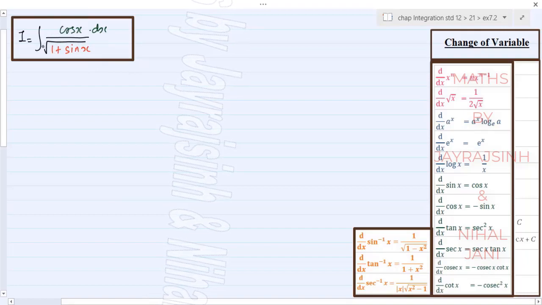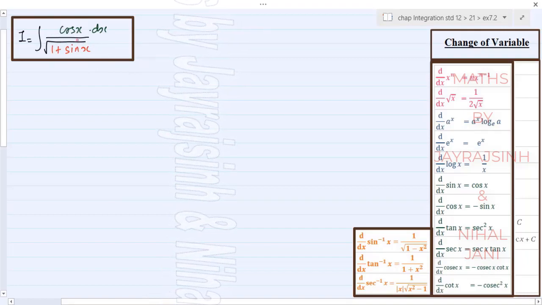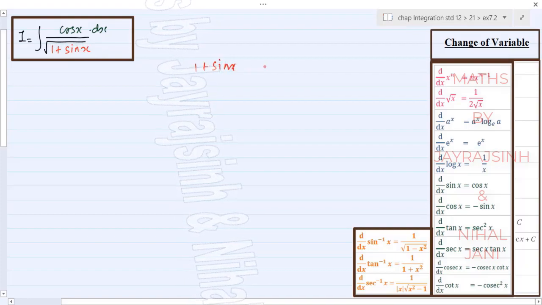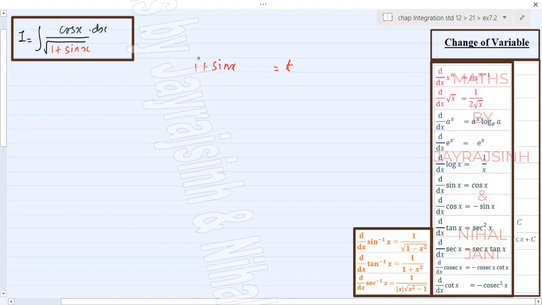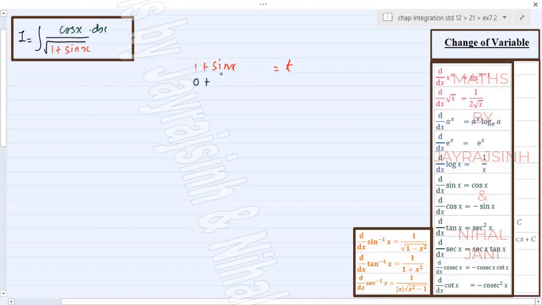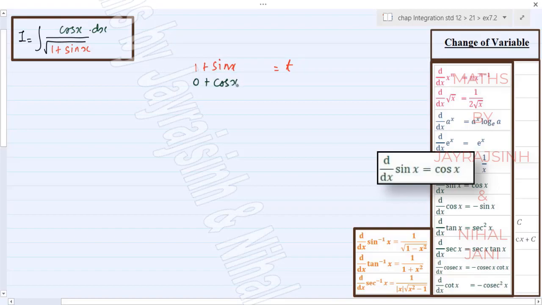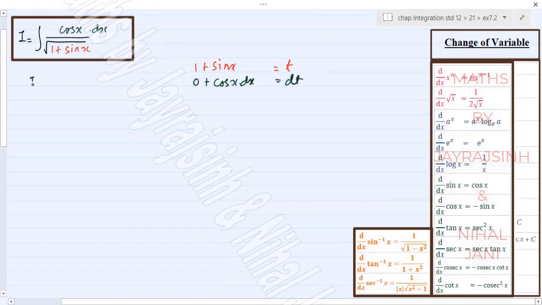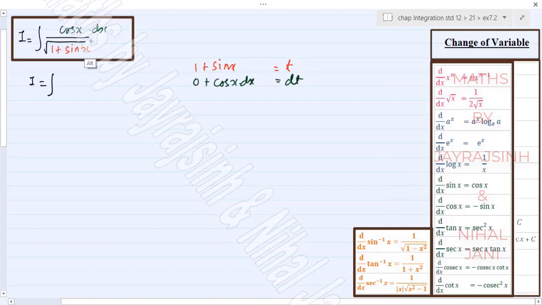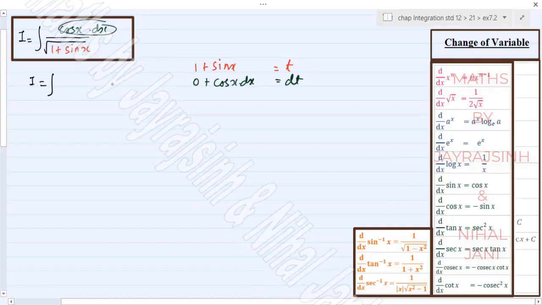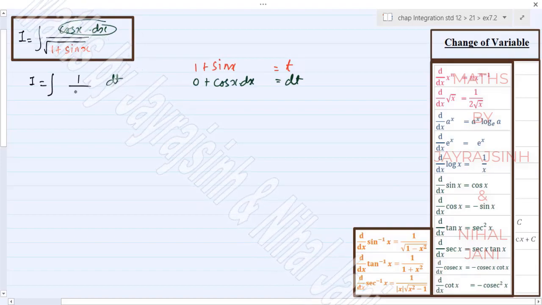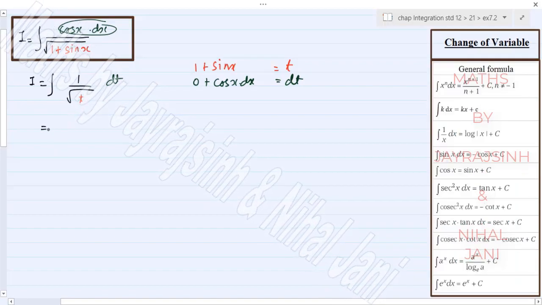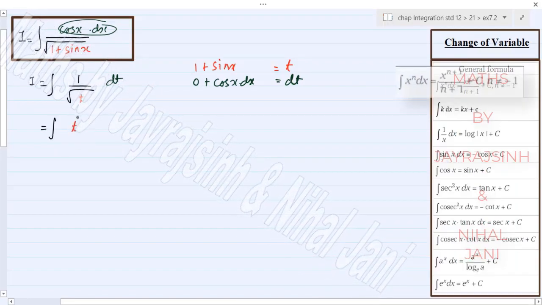Integration of cos x upon under root of 1 plus sin x. 1 plus sin x is your inner function. So let's assume 1 plus sin x is equal to t. Differentiated, we'll get 0 plus differentiation of sin x will be cos x dot dx. This will give us dt. So we are ready to modify our integration. This cos x dot dx will become dt, and 1 upon under root of 1 plus sin x will become under root of t. Or we can say we just have to integrate t raised to minus 1 by 2.